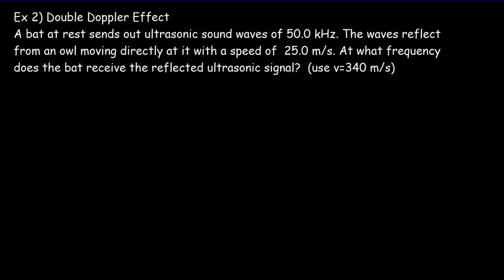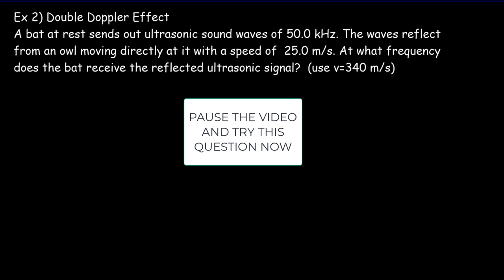This next example is what I like to call the double Doppler effect. It's used in police radar. It's also used in medicine to measure flow rates. But ultimately what you're going to have to do to solve it is to do 2 Doppler shifts. So pause the video, give it a try, come back for the answer.